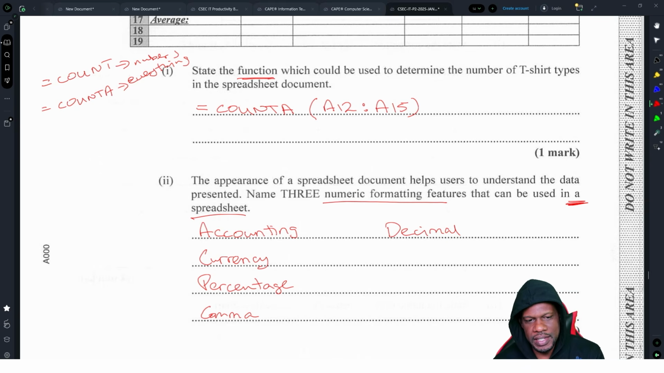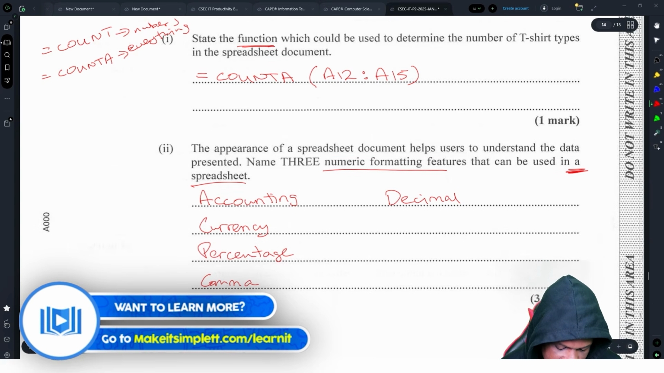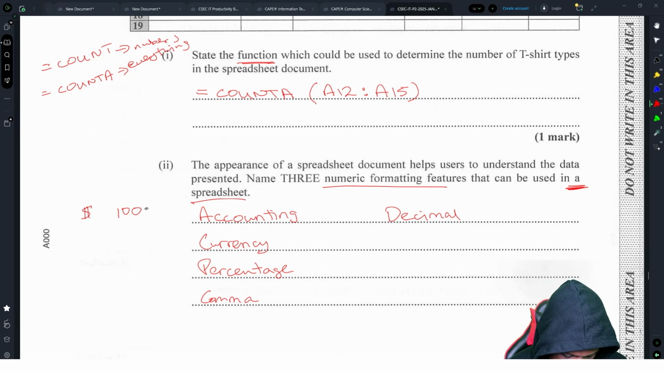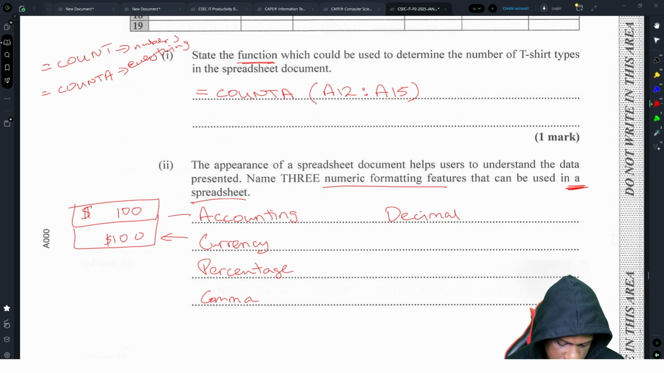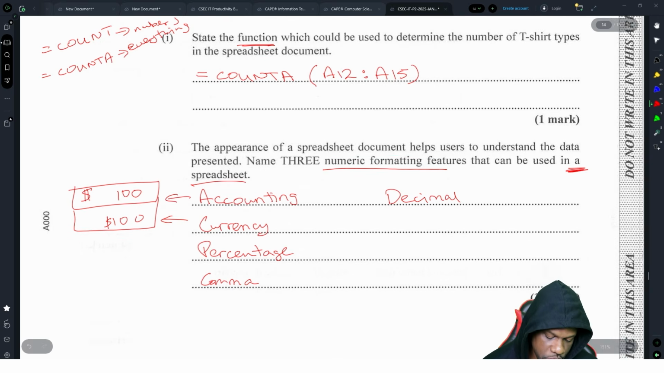Accounting and currency are basically the same, but accounting puts the dollar sign at the extreme left and currency puts the dollar sign right next to the number, if you didn't know that. Accounting will be like dollar sign, then 100, and currency will be dollar sign 100. Both of them in the same cell, but currency will do it like that, accounting will do it like that. So those are 2 different ones. Percentage, comma, decimal, yeah, you have those 4.